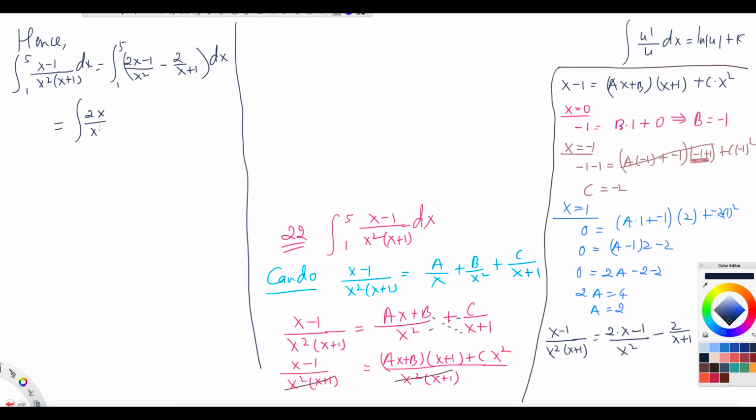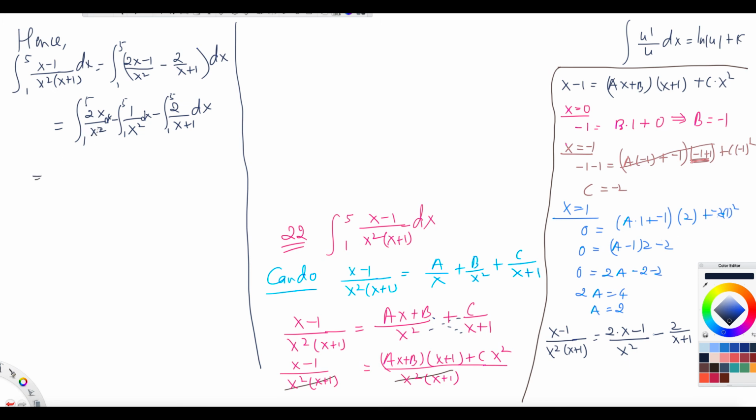So what I'm going to do here is write 2x over x squared, and then minus 1 over x squared, minus 2 over (x plus 1). But what you can do is take the integral of each term and write dx there. So 1 through 5, 1 through 5, and 1 through 5. You see that?